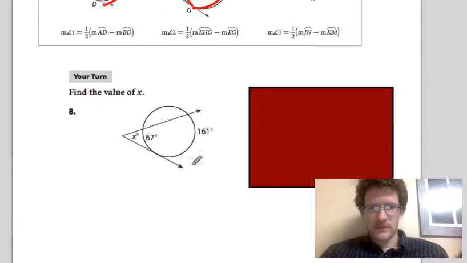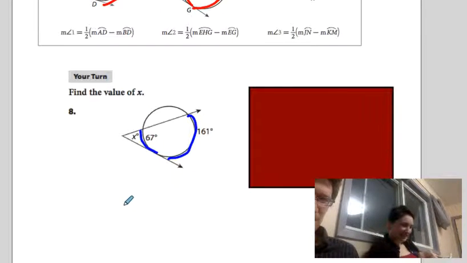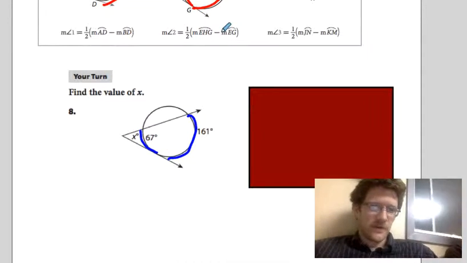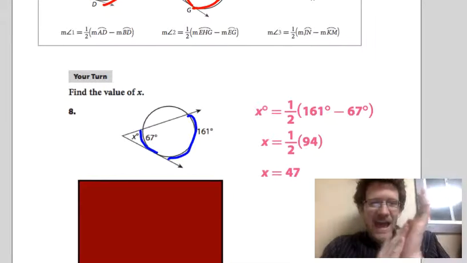So we'll do an example. Doesn't really matter if they're secants or tangents, but we have one secant and one tangent. We have 161 and 67. I'm going to ask you, what is 161 minus 67? 94. Okay, and then half of 94 is? 47. Yay! You got it right.